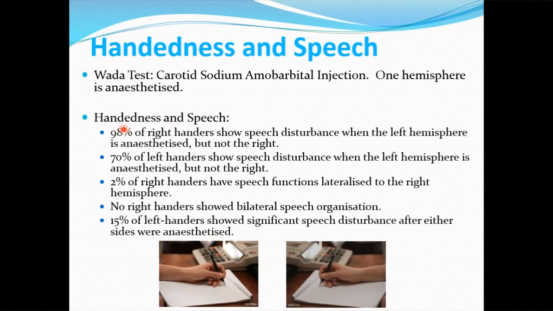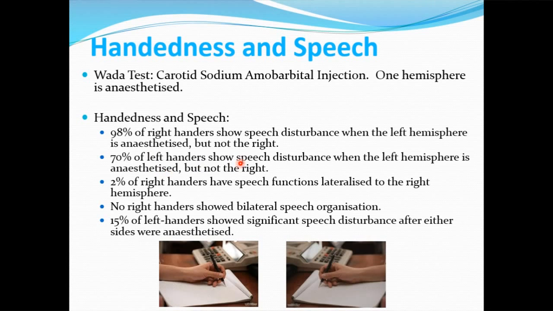But just about handedness and speech again, this is very important, because sometimes there's the assumption that if you're right-handed, then language is on your left, as it should be. And there's often the assumption that if you're left-handed, then your language is on the right-hand side. That's far oversimplified. If we look at these statistics, 98% of right-handers show speech disturbance when the left hemisphere is anesthetized, but not the right.